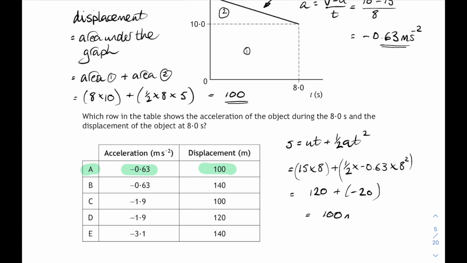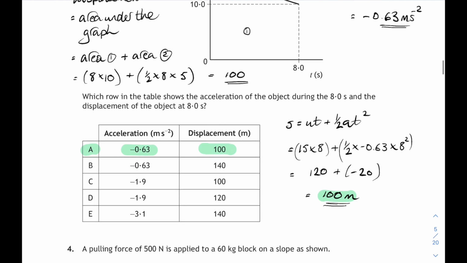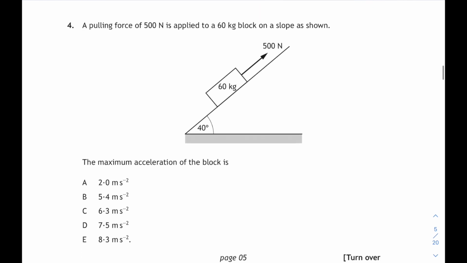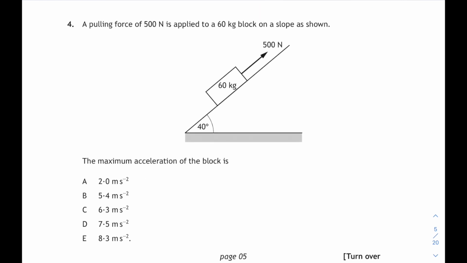120 plus minus 20 gives us 100 metres. Same answer. That's pretty tricky. Question 4. A pulling force of 500 newtons is applied to a 60 kilogram block on a slope as shown. The 500 newtons is pulling up the slope, and we have to work out the maximum acceleration of the block.